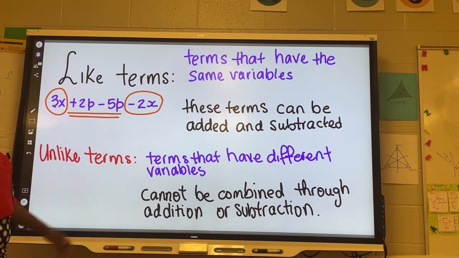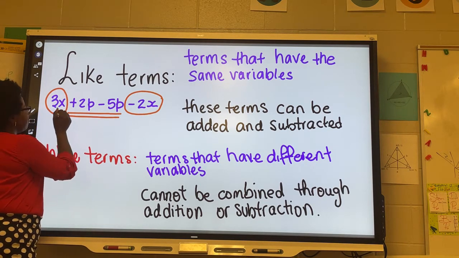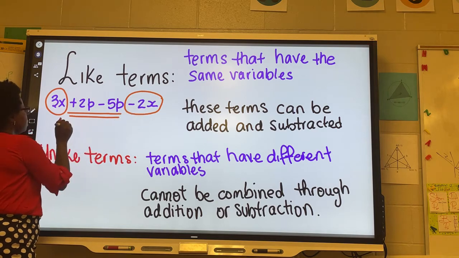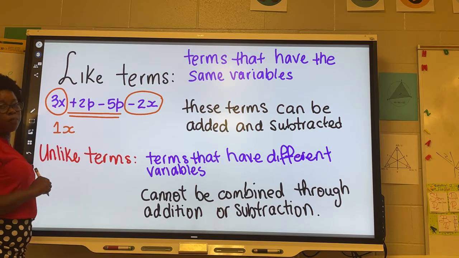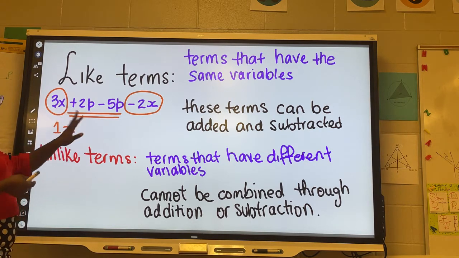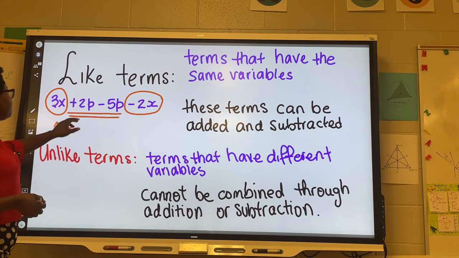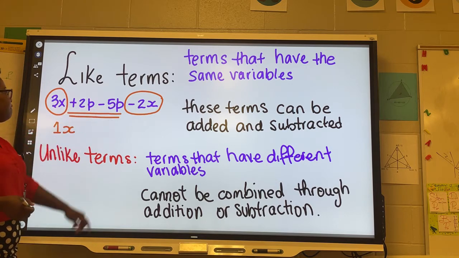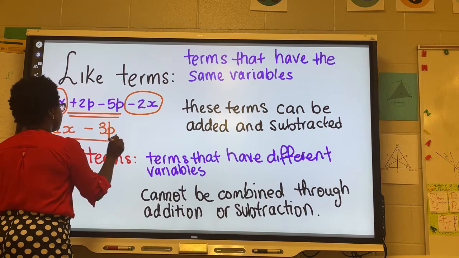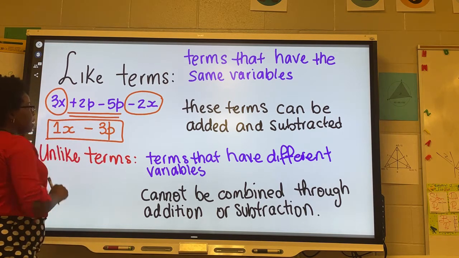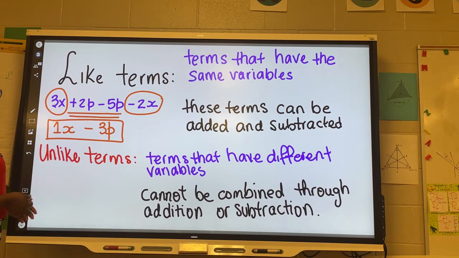If you simplify this, you will get 3 minus 2 to give you 1x, or just x. I'll put the 1 there for people who like to use the 1, but 1x is the same thing as x. And positive 2p minus 5p will give you a negative 3p. This here will be your final answer as you are simplifying. From here, we cannot go any further because these terms are not the same.